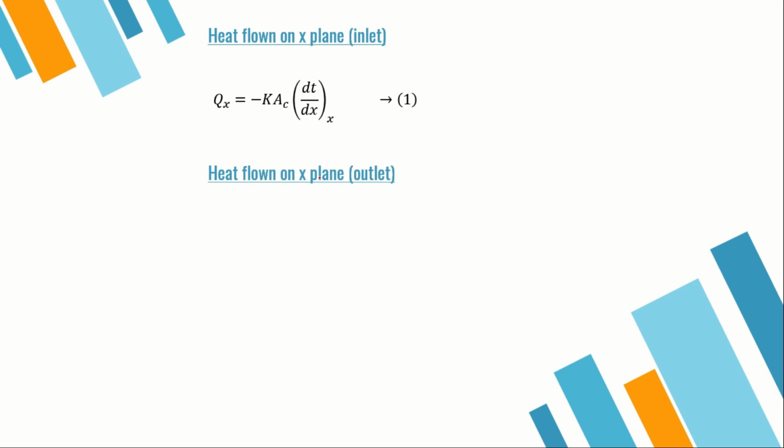So now the heat flow on the x plane, that is on the outlet side, would be Qx+dx equal to -K Ac d/dx of (T plus dT/dx times delta x). Here both of these are the heat flow in the x plane. So let this be equation 1 and let this be equation 2.